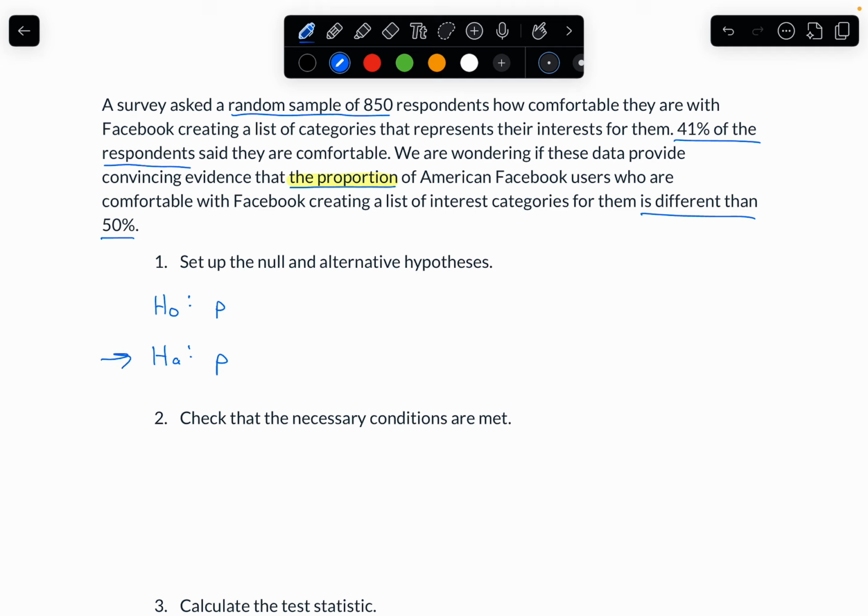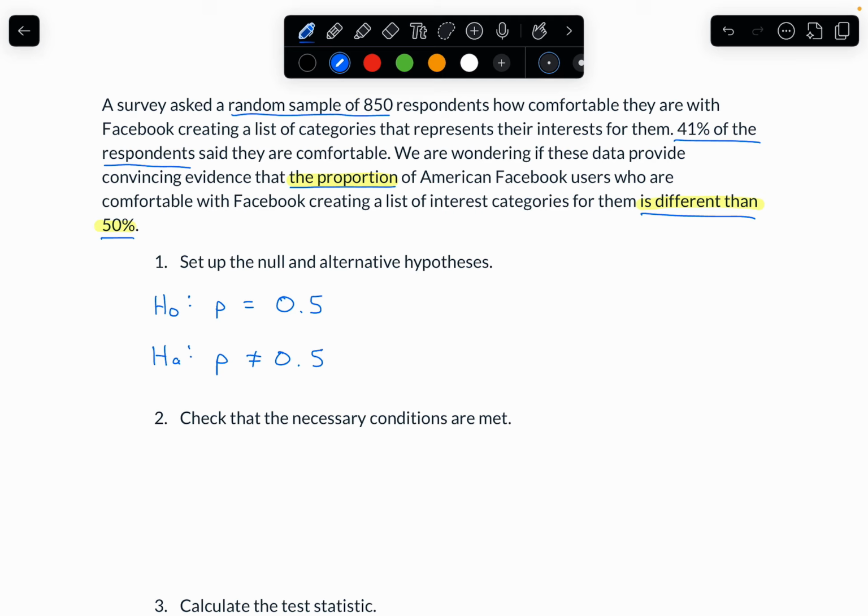If I look at my alternative hypothesis to start, I'm going to look at what question are we asking, what claim are we making. And I'm going to look at this last sentence right here. I want to know, is this proportion different than 50%? So not less than, not greater than, just different. That means we're doing a two-tailed test. We're going to say different than 50%, which would be 0.5 as a proportion. And once we have our alternative hypothesis, the null hypothesis is always a statement of equality. It's going to be p is equal to 0.5. So we've got our null hypothesis, we've got our alternative hypothesis. That's everything we need to do in this first step.